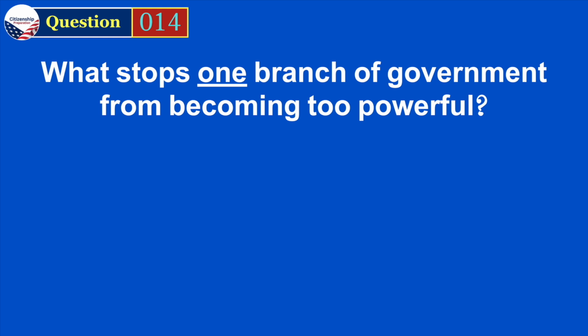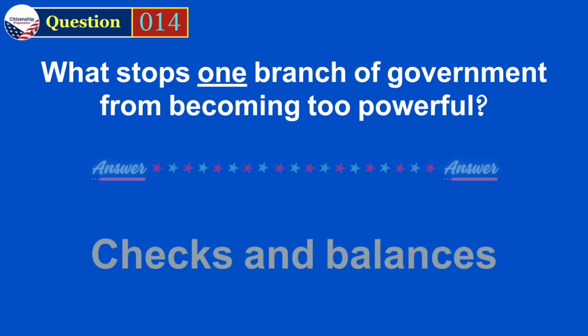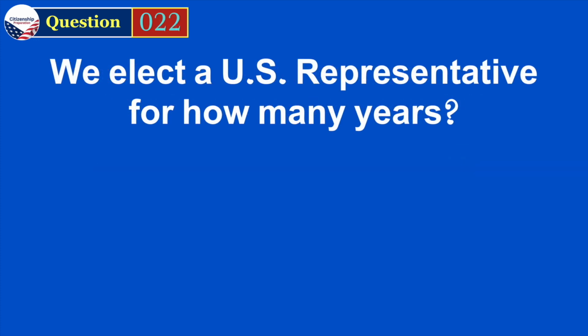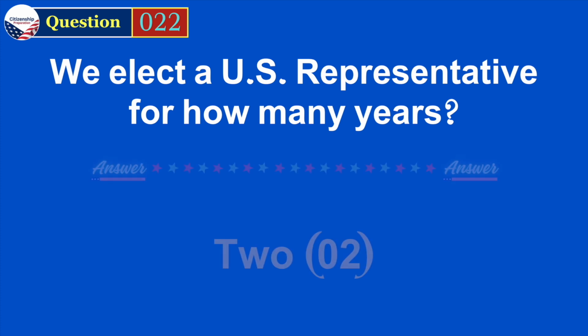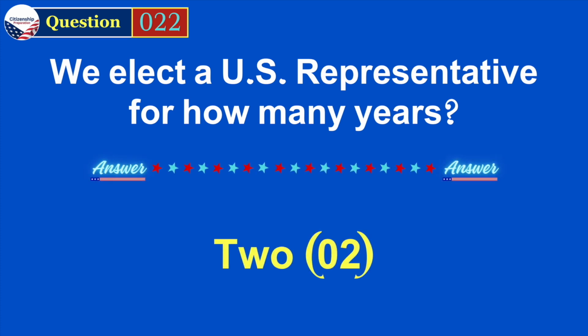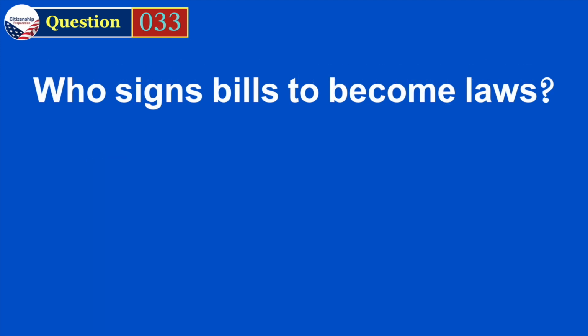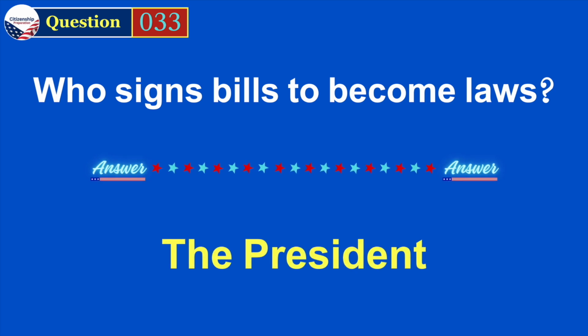What stops one branch of government from becoming too powerful? Checks and balances. We elect a U.S. representative for how many years? Two. Who signs bills to become laws? The President.